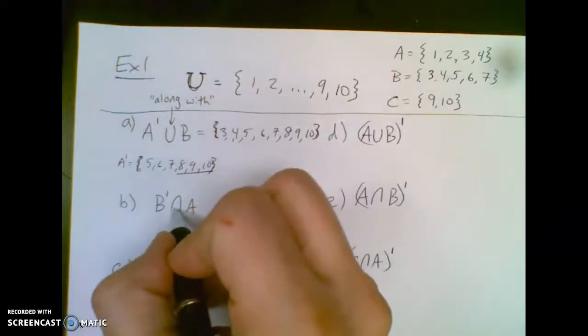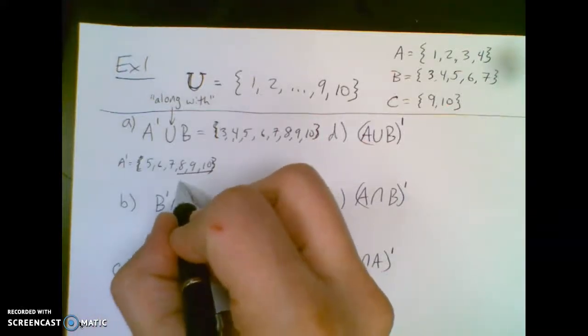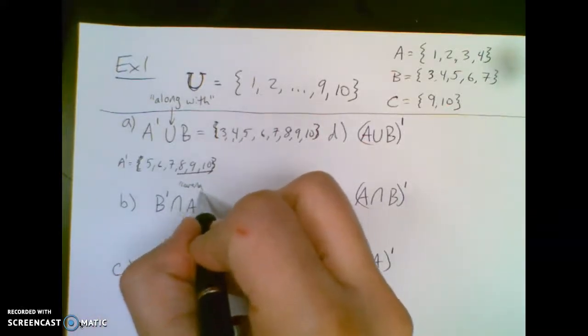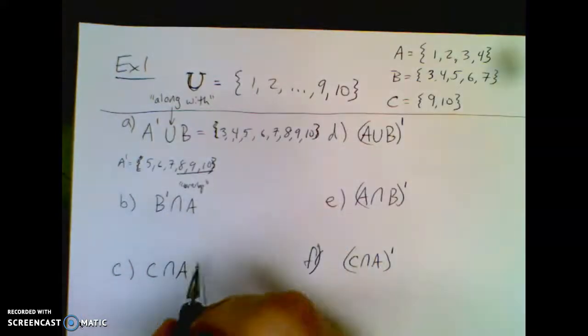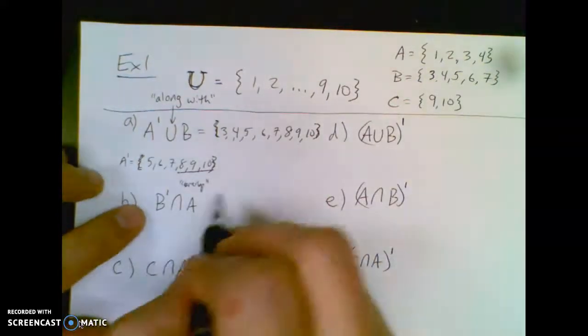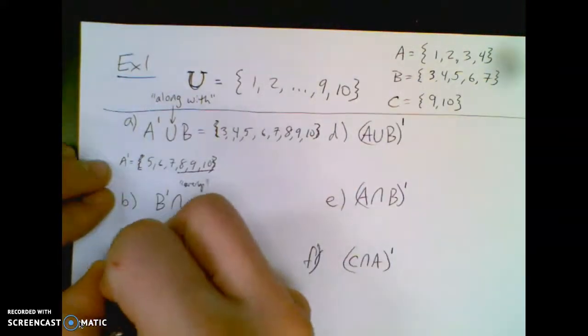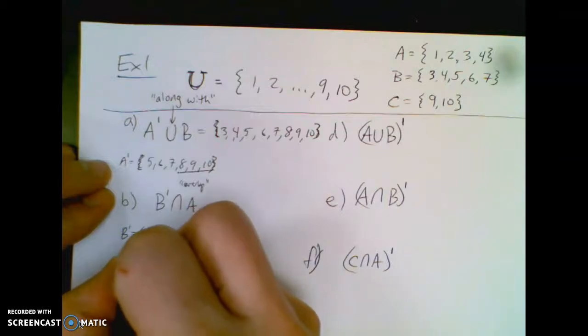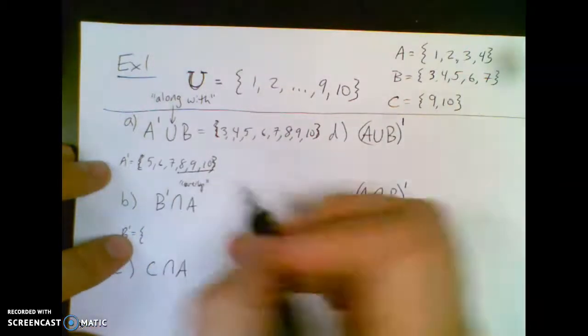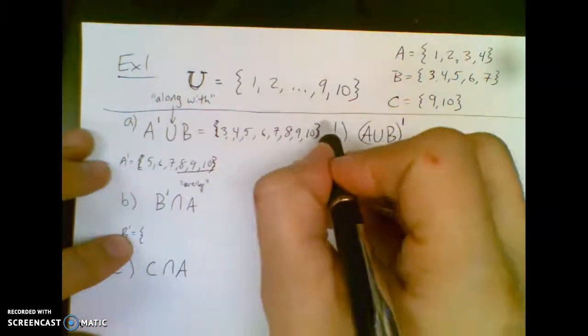Okay, now let's try this one. Let's try an intersect, right? Remember, intersect is overlap. I want to see where these two sets overlap. So where does B naught intersect with A? Well, I don't know. Maybe it might help you to write B naught down. You know, it's like doing your work in truth tables.